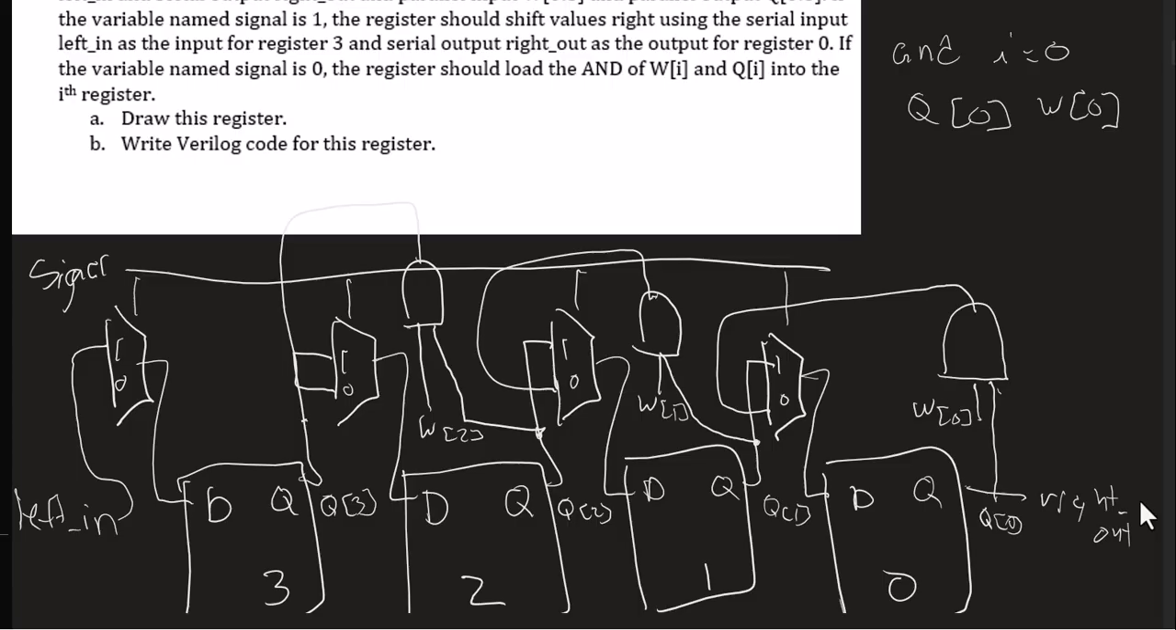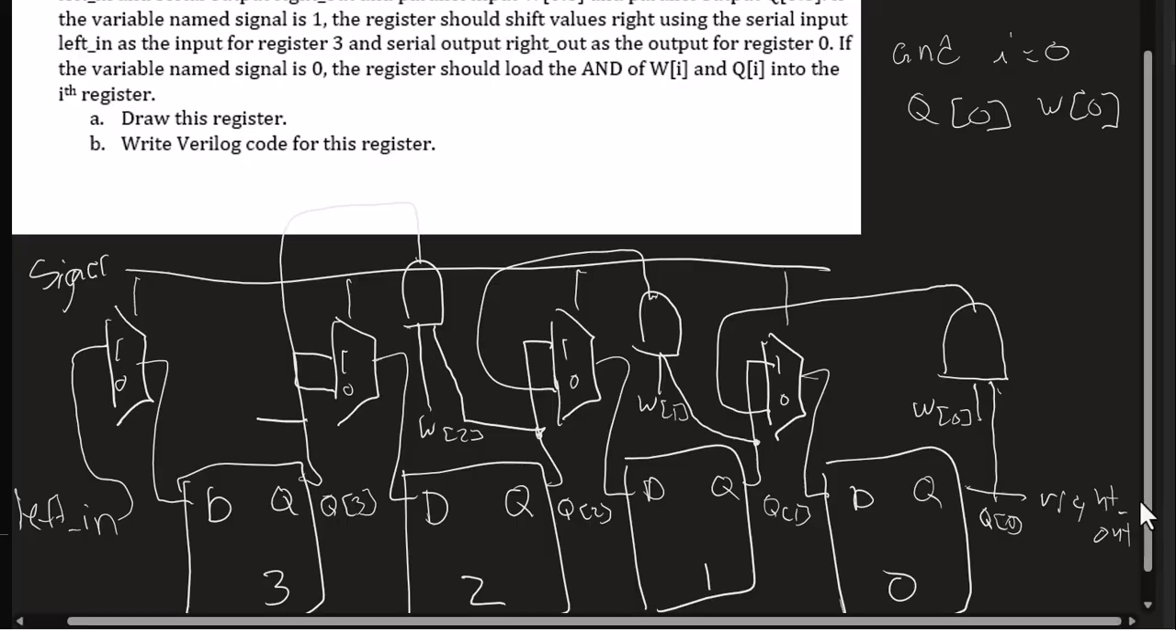And finally, I'm taking the and of Q3 and W3. Where does the W3 come from? It's just an input. It's not coming from anywhere. It's just another variable. Rather than giving you 4 variable names, we're just calling them W0, W1, W2, W3. Instead of one solid wire, it'd be 4 different inputs.